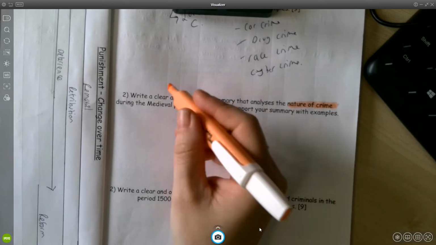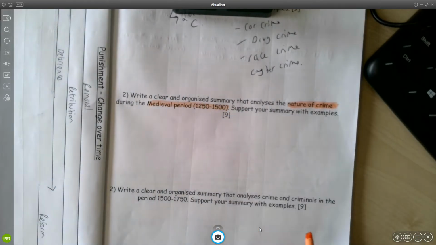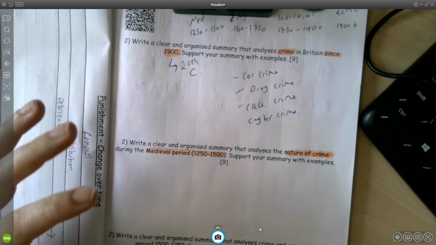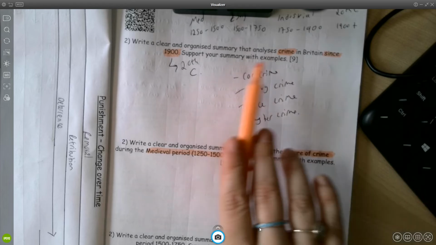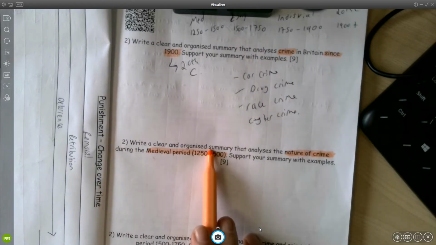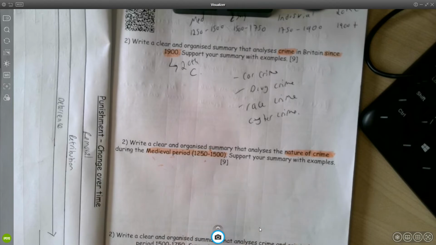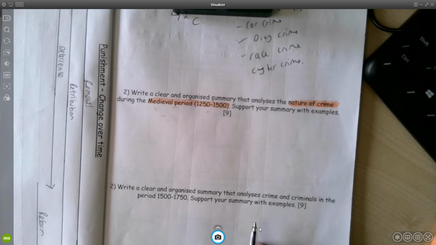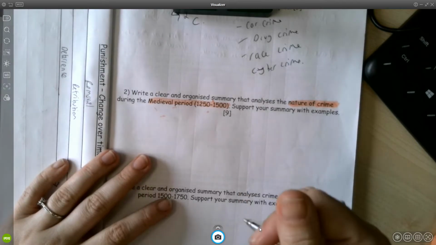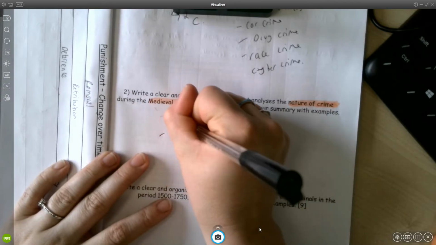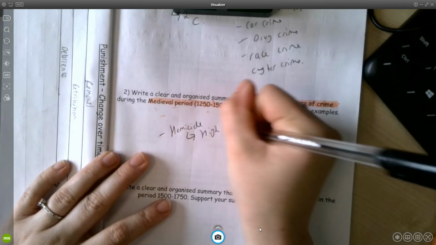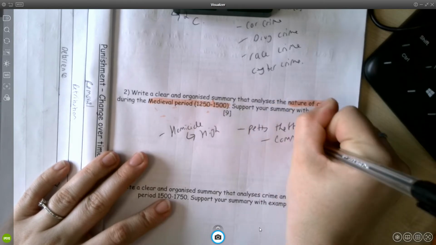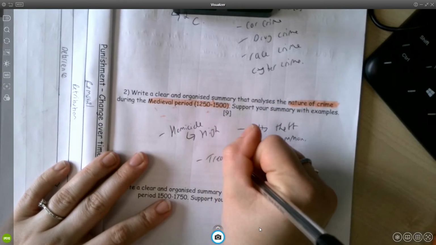Let's look for the time period again. It says medieval period, 1250 to 1500. Again, can you notice the difference between the two? These are real exam questions from real exam papers. This one says since 1900. This one gives you the name of the time period. Medieval period, 1250 to 1500. So again, very quickly, what do I know about crime in this time period? Homicide, it's high. Petty theft is common. Treason made a crime.